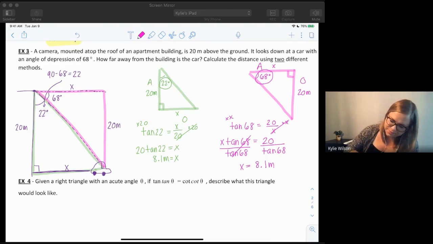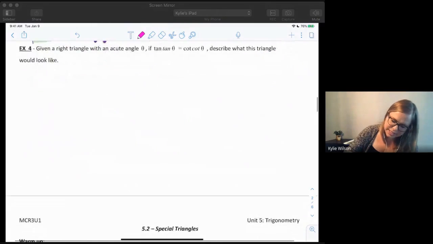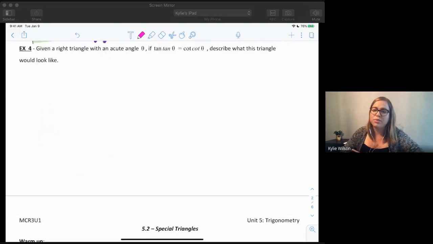So our last one here says, given a right triangle with acute angle theta, if tan theta and cotangent theta are equal, describe what this triangle would look like.